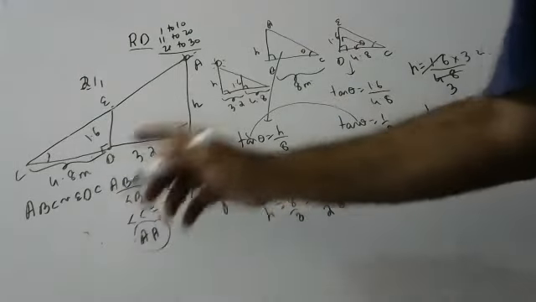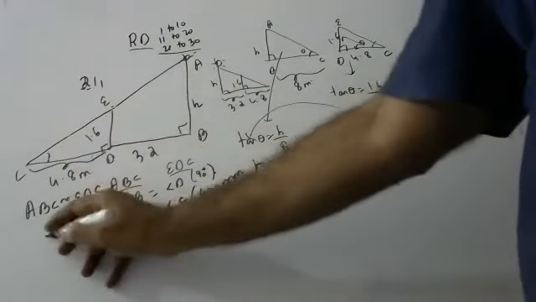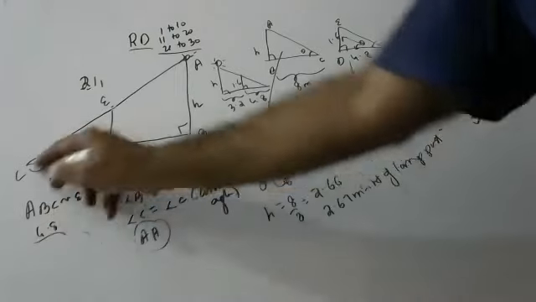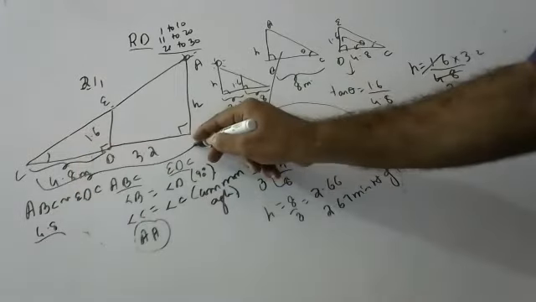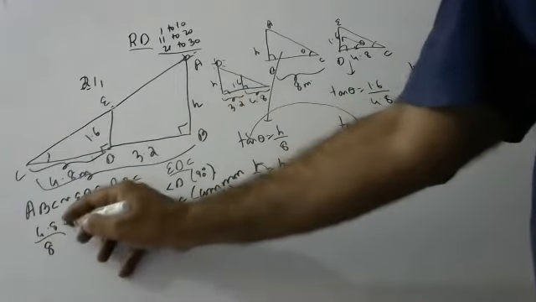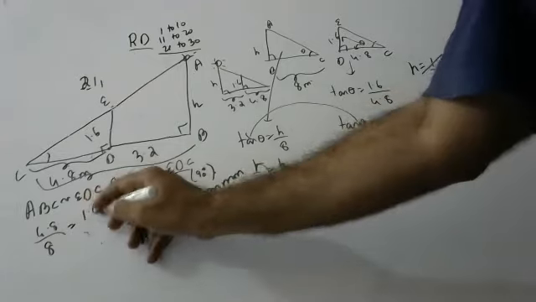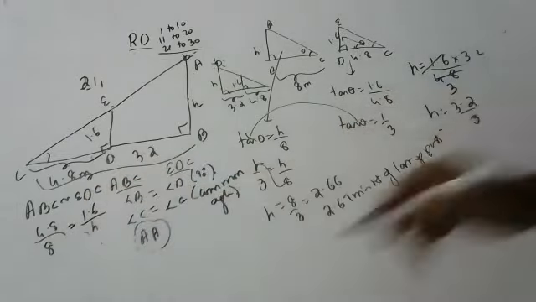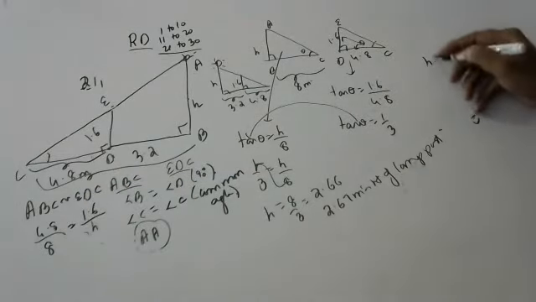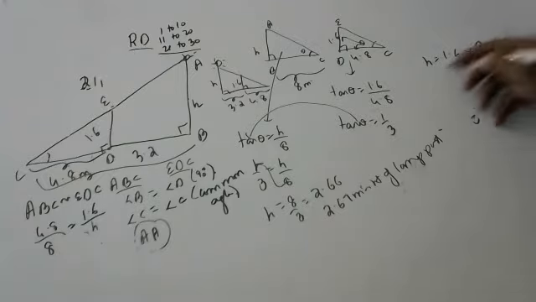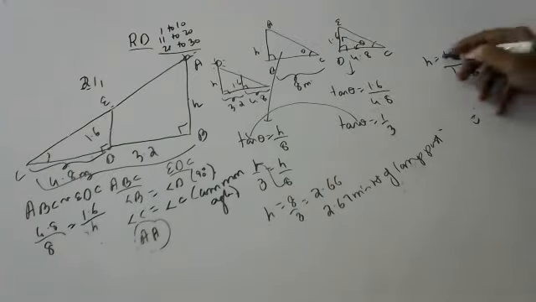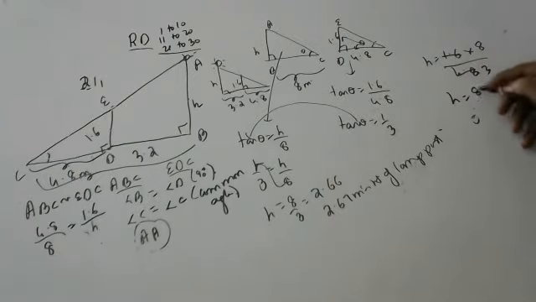Children, what is the small mistake? In the small triangle it is 4.8, and in the big triangle we should take this whole thing. So 8 is equal to, in the small triangle 1.6, in the big triangle h. So what is the answer, children? h is equal to 1.6 into 8 by 4.8. That is 3, again we got 8 by 3.